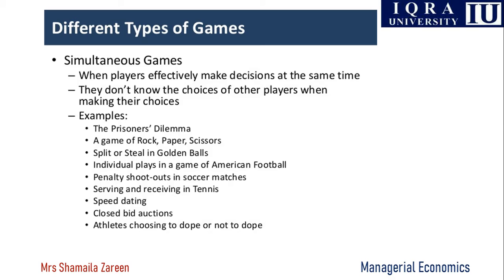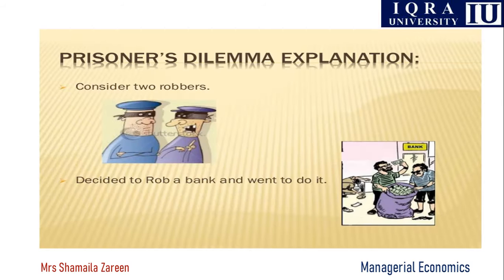Like speed dating, like athletes' games, serving and receiving in tennis, we don't know about the move of the other player. So this was the best example of the prisoner's dilemma. This was the first game we have discussed.